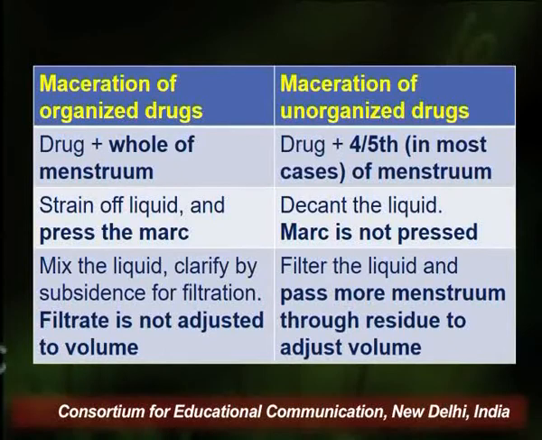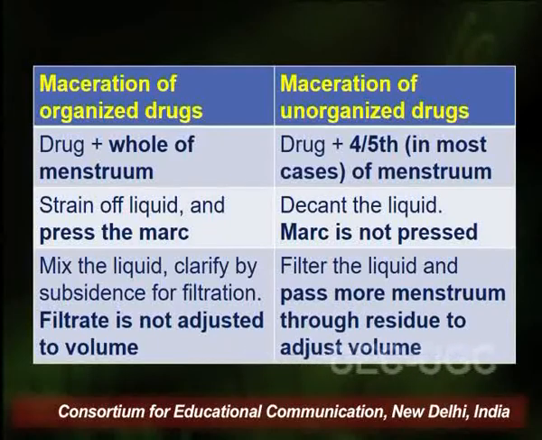For examples, unorganized drugs are nothing but the gums or exudates which we obtain from the plant. Resins are there, whereas organized drugs largely contain the leafy part or the stem part or any other part of the plant material.